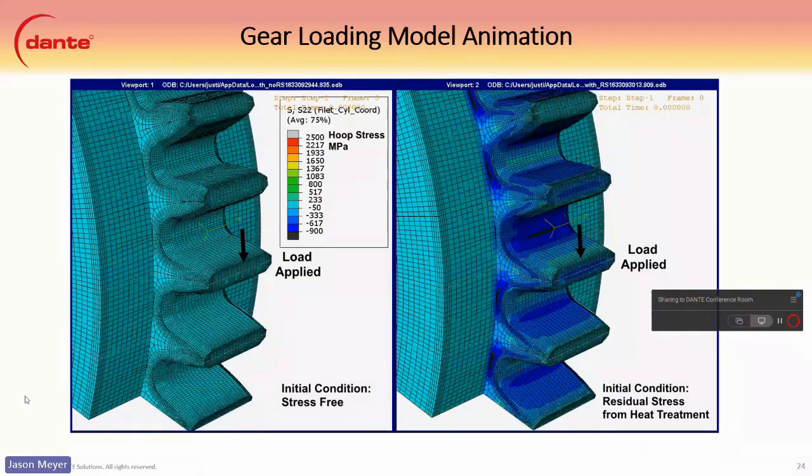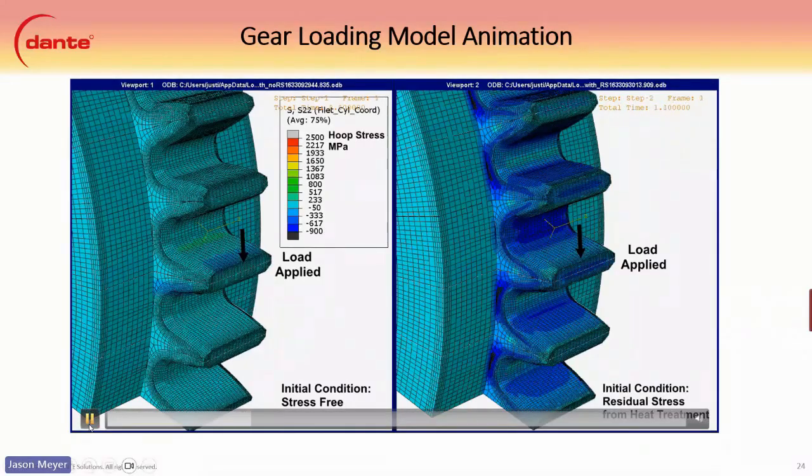And then we have a little bit of animation here. I always like to show a little bit of animation. It's not really spectacular, but does show a load being applied to the actual gears here. And if we go all the way to the end here, we can see the differences between the stress-free gear here and then the residual stress for heat treatment.